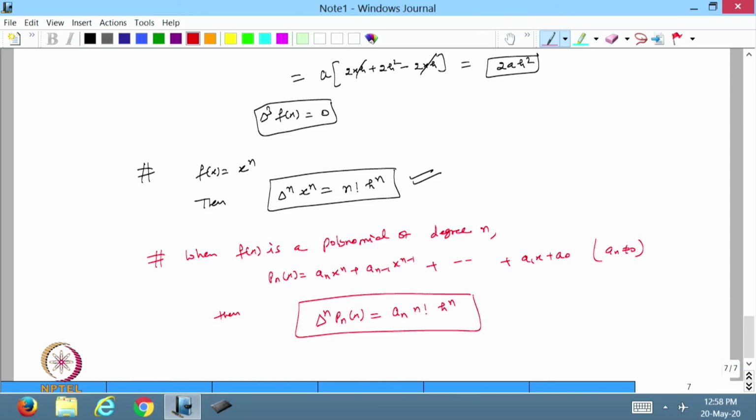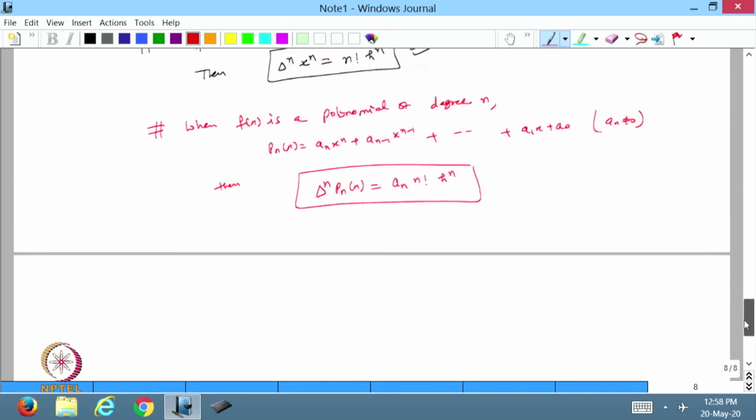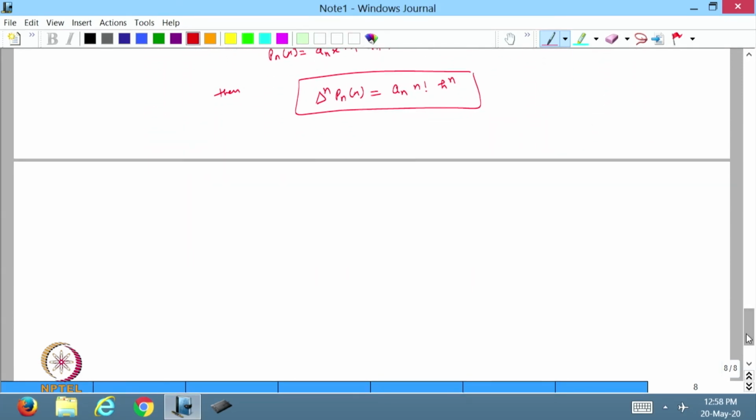That is the same way we are doing, only thing is that here we are getting the coefficient of x raised to power n as a_n here also. So that is the concept, or the nth derivative of any polynomial is going to give us. We will use this concept later on to find the interpolating polynomial.